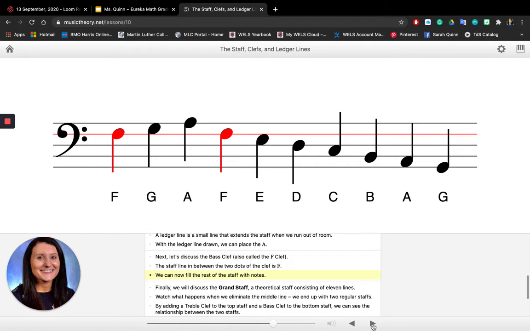We see that this one's a little bit different than treble clef, because with bass clef, we start with F, and then we go up in between the two lines in the space, and we have G, and then we go to the next line with A, but then we notice that the notes start going down. So with treble clef, we go up, and with bass clef, we are going down with our notes.